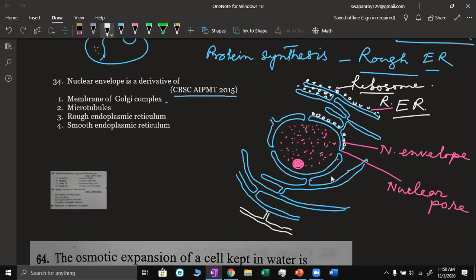Nuclear membrane is double layered. On the outer membrane, towards the cytoplasm, the nuclear membrane also contains ribosomes. So from here, the nuclear membrane is the derivative of rough endoplasmic reticulum, not the smooth endoplasmic reticulum.